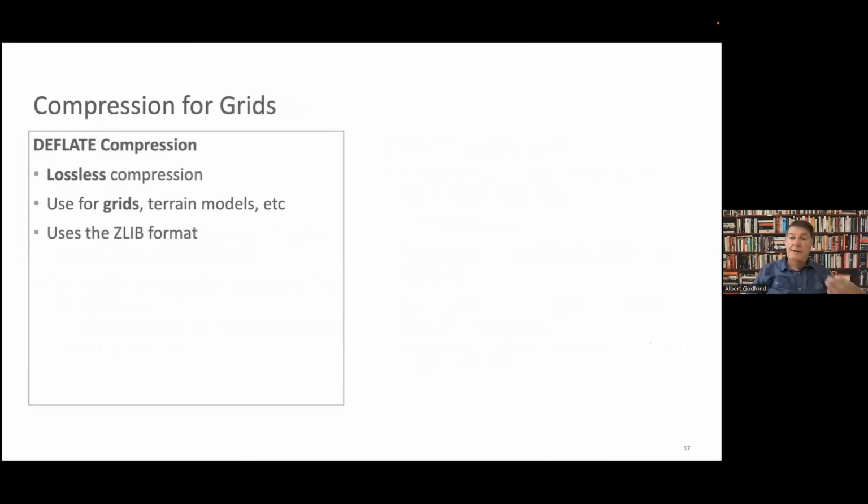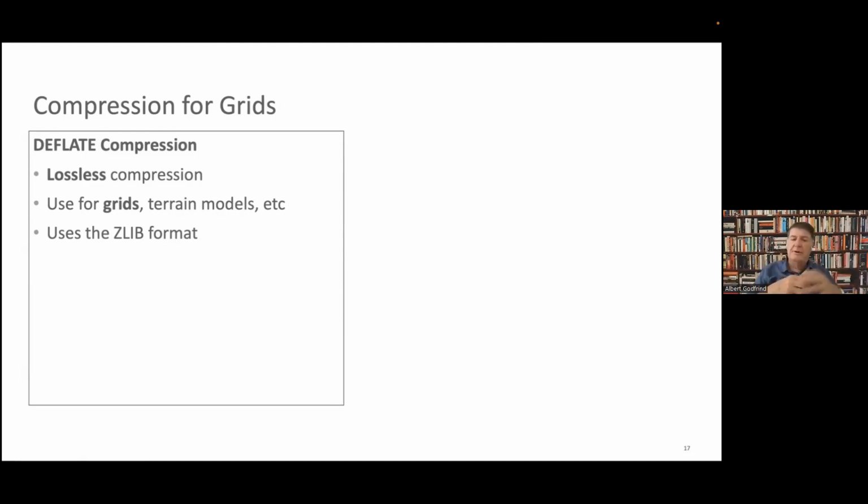Then for gridded data, so the measurements like the temperature, etc., we don't want to lose information. Imagine you have a spreadsheet, you zip it, you send it, someone unzips it, and suddenly numbers are different. That's not acceptable.